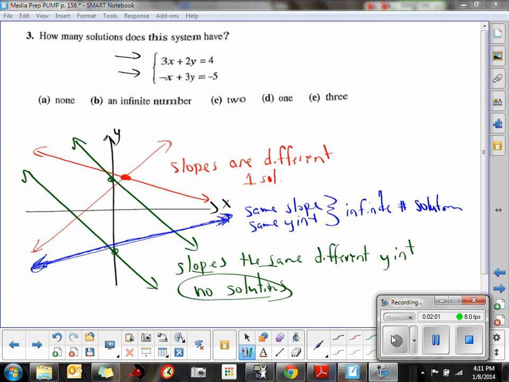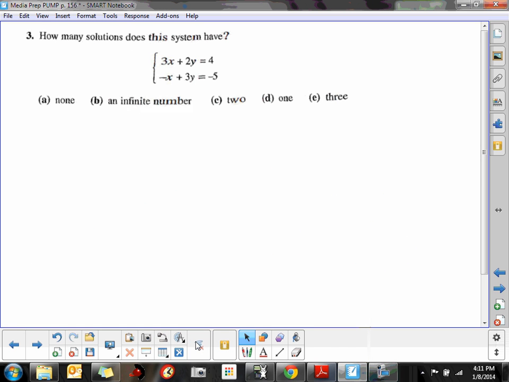So to summarize, we could have one solution if their slopes are different. They can have no solutions if they have the same slope but a different y-intercept. Or in the last scenario, if they have the same slope and same y-intercept, there's an infinite number of solutions. So it all hinges on your slopes and your y-intercepts. So I'm going to clear that idea off and start back with our original system.